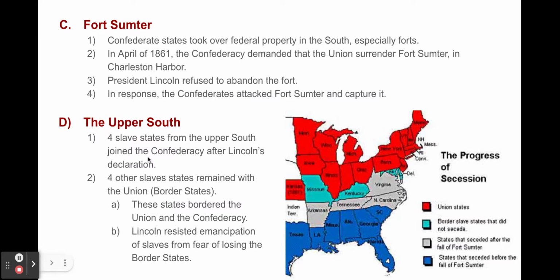This will start the Civil War, right? So once the Upper South joins in, I believe it was May that they will join the Confederacy. By July of 1861, the Civil War will begin.